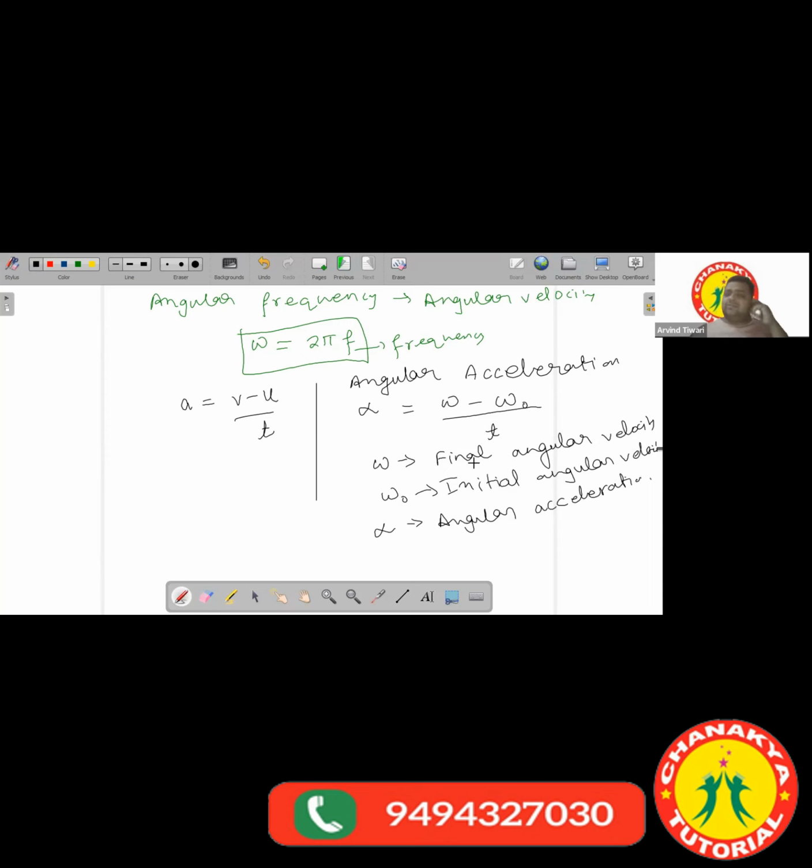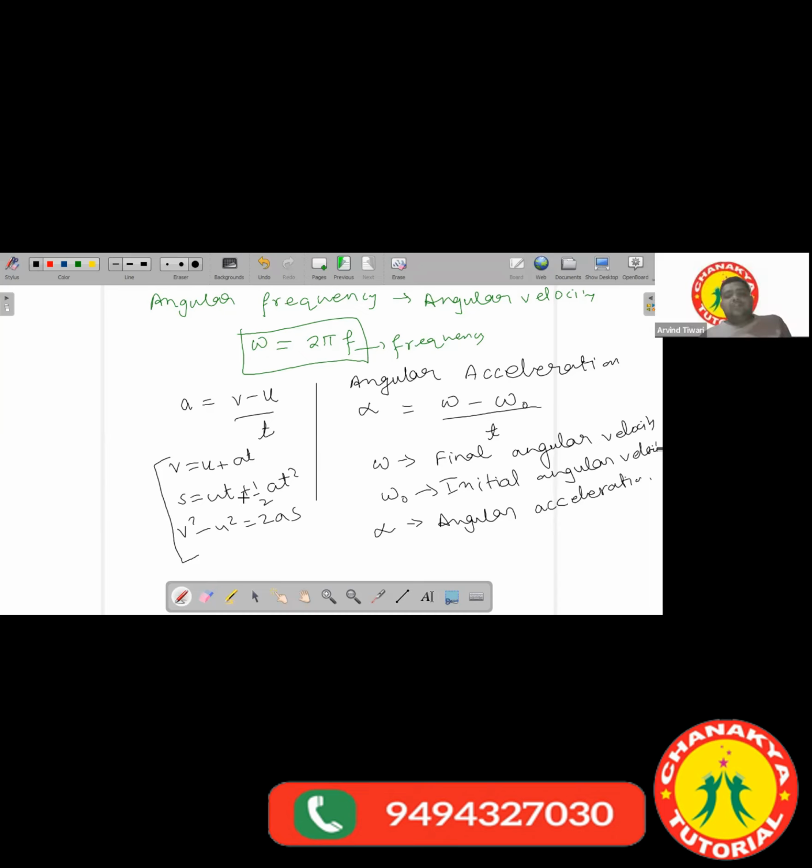Now, in the same way, we have the kinematics for the angular motion. Like for the linear motion, we have the kinematic equations given by v equals u plus at. We have s equals ut plus 1 by 2 at squared. We have the third equation given as v squared minus u squared equals 2as, right? We have these three kinematic equations of motion.